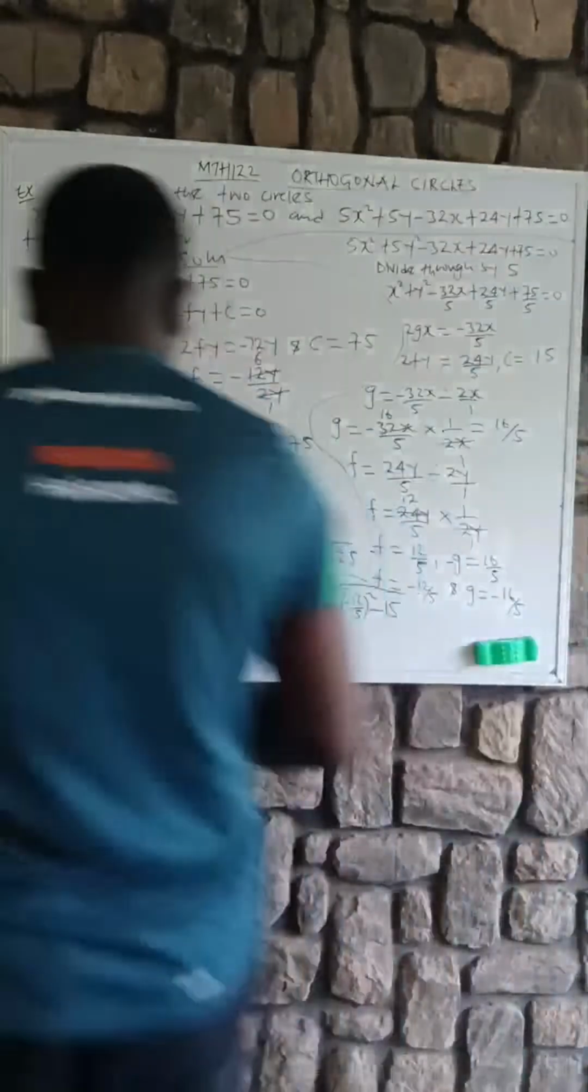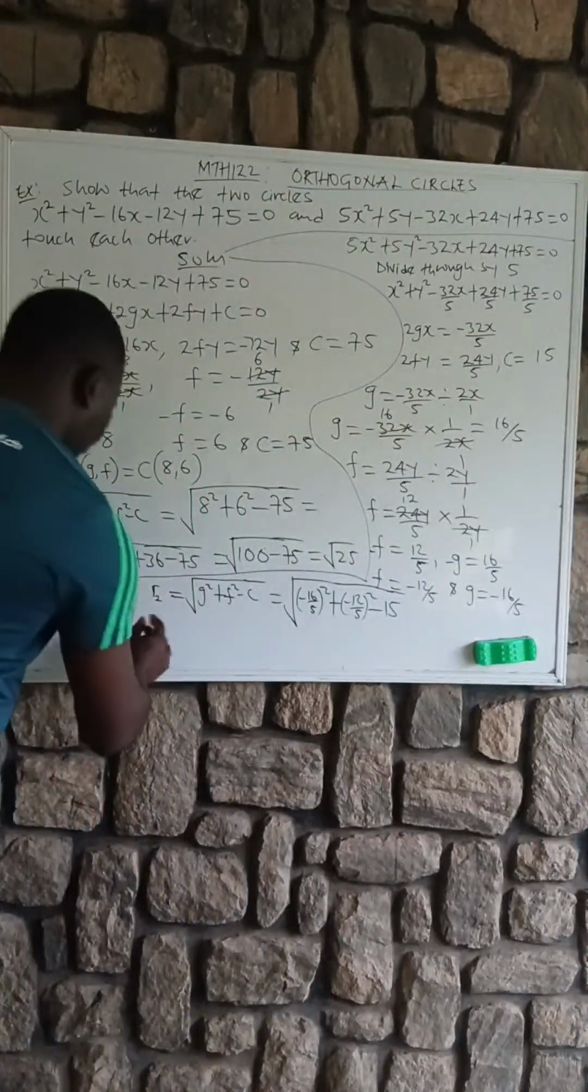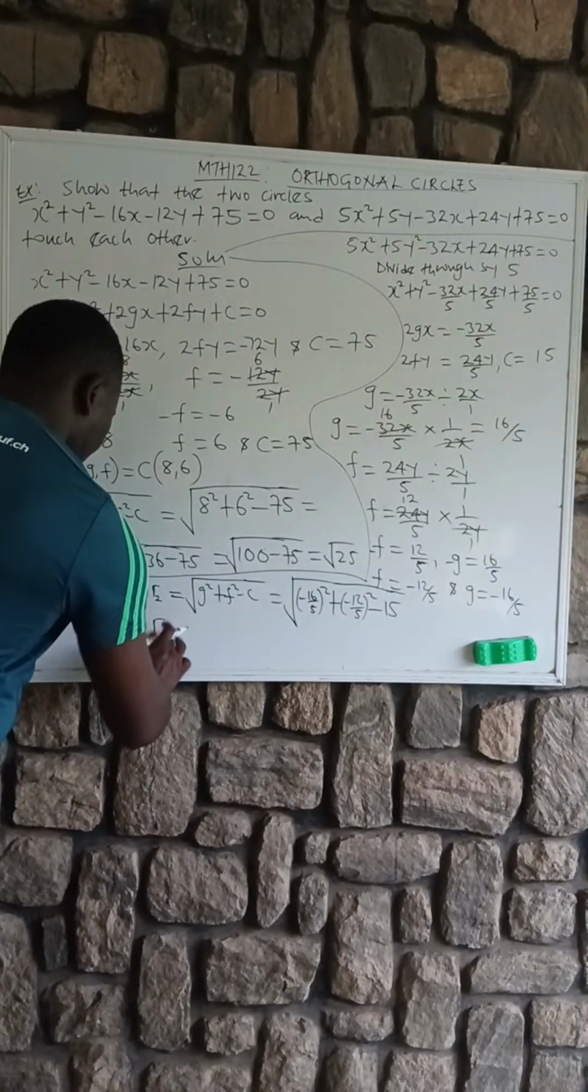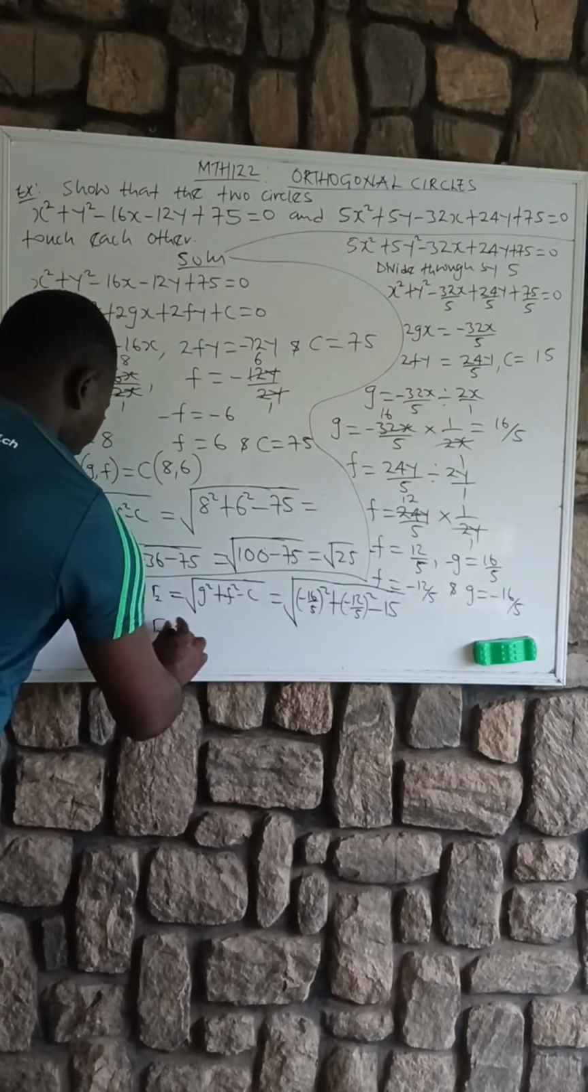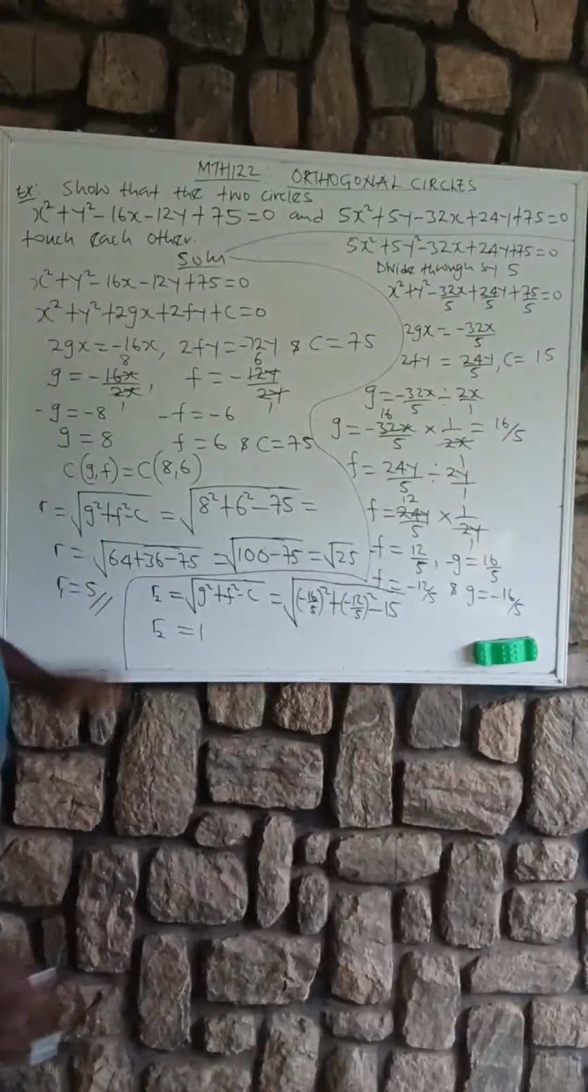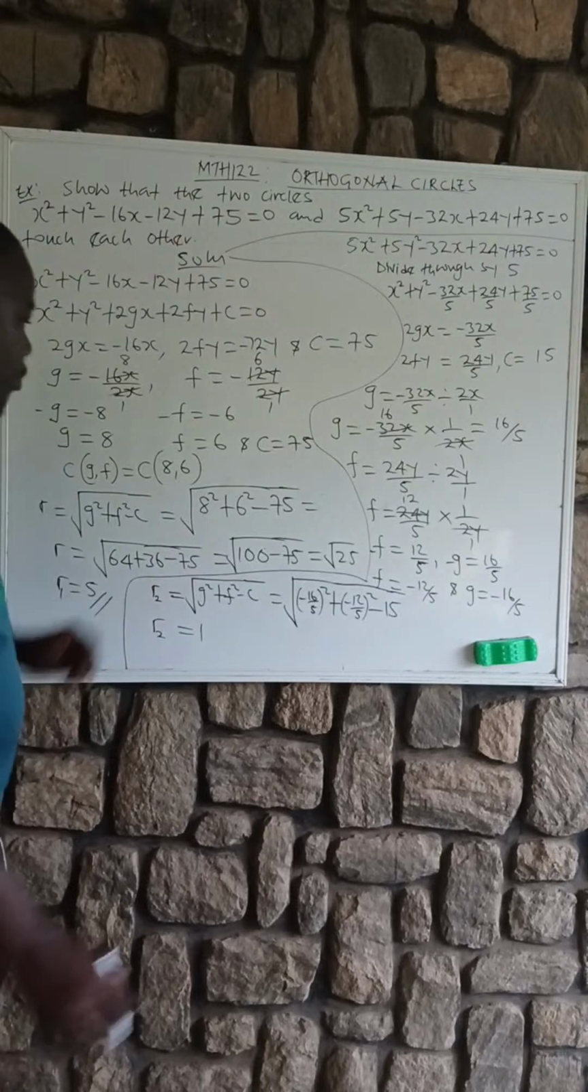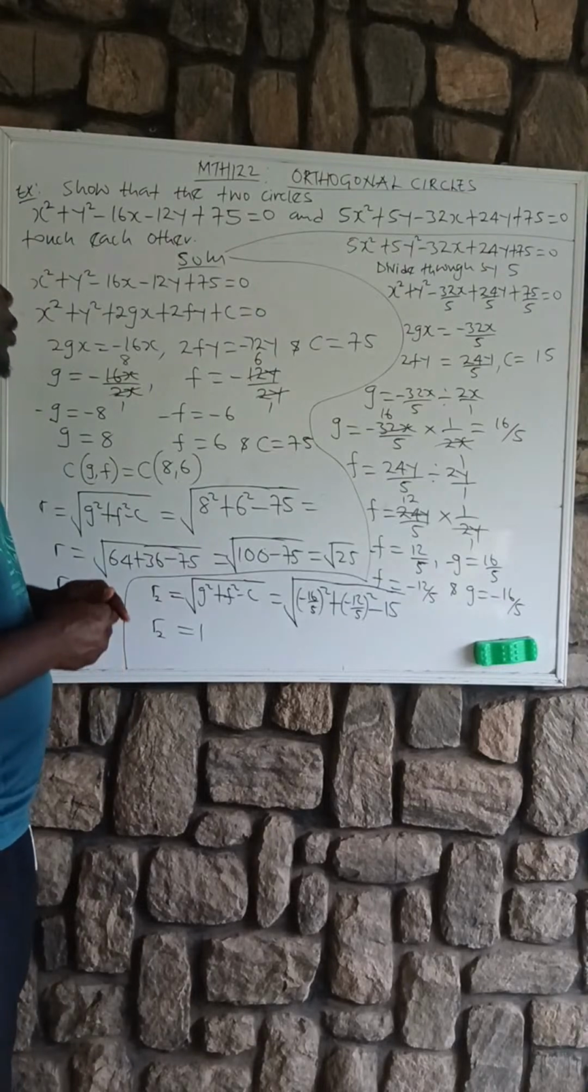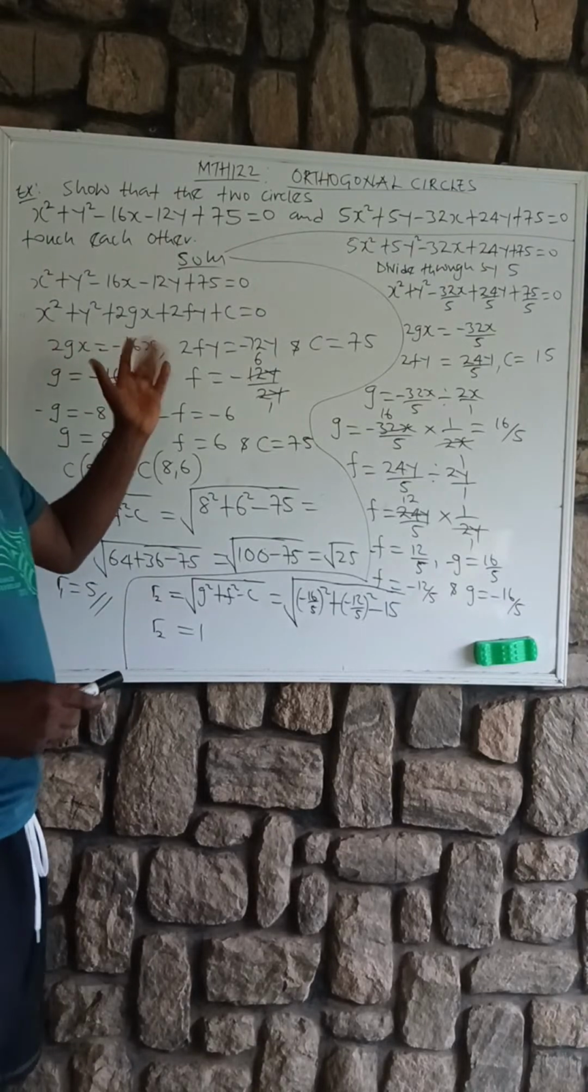So it means our radius 2 is equal to 1. So now let's go back to the circles that touch.